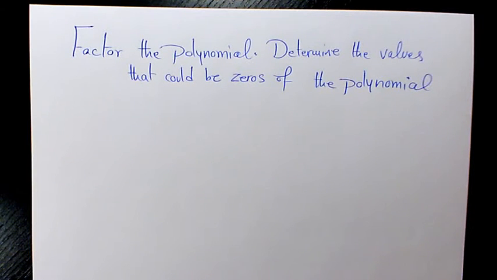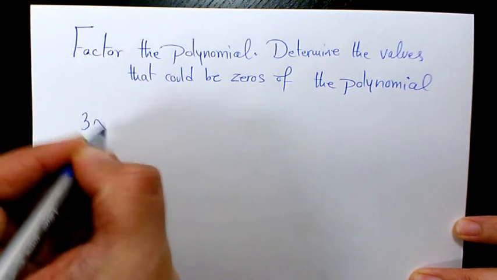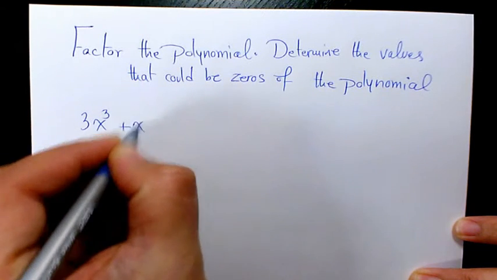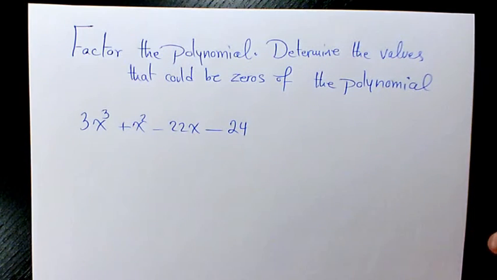Welcome to another video. In this video I want to show you how to factor polynomials and how to determine the zeros of this polynomial. I have 4 questions here. I'll start with the first one. It says 3x cubed plus x squared minus 22x minus 24. We need to factor that. How do we do it?